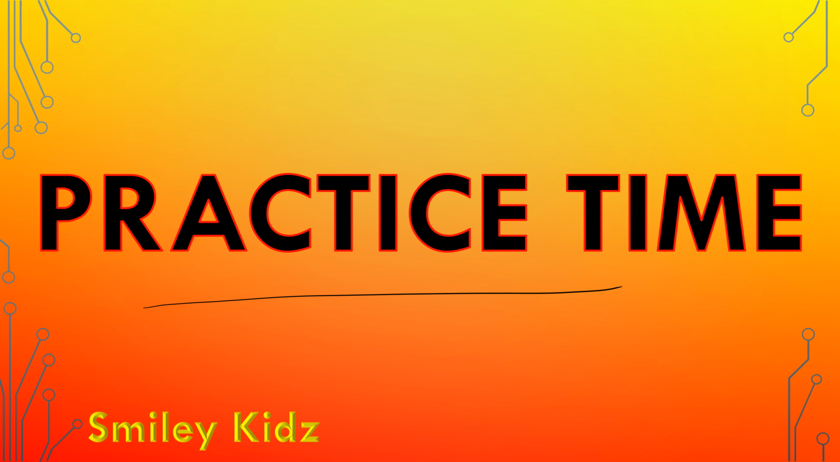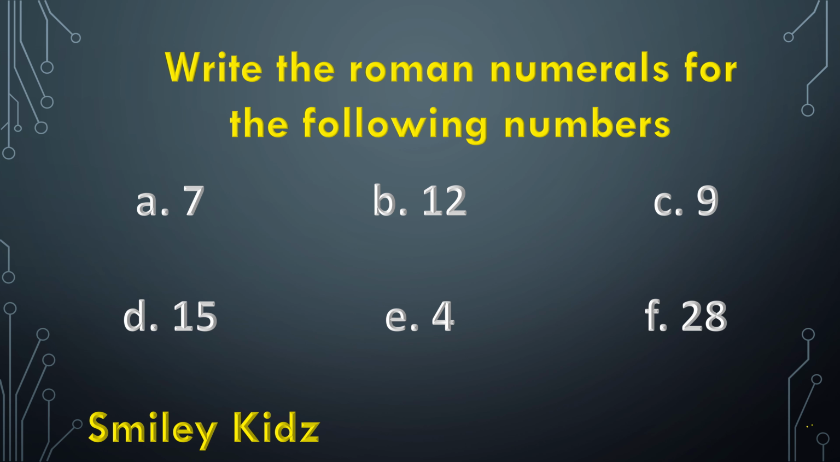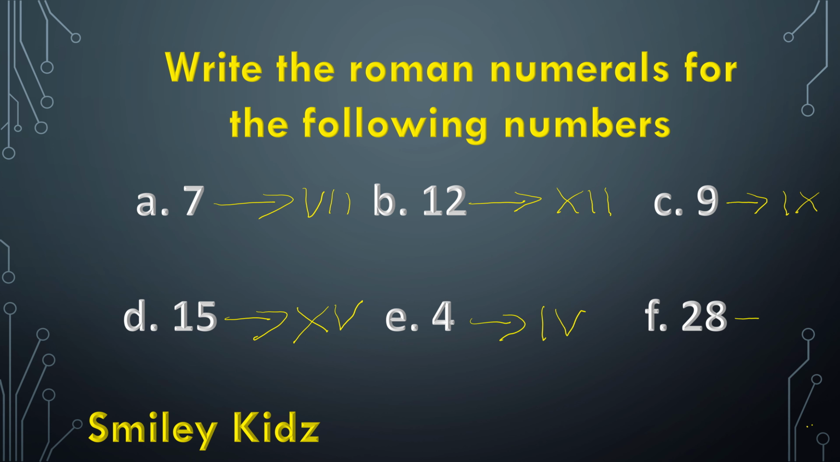It's practice time. Write the Roman numerals for the following numbers. We can write 7 as VII. We can write 12 as XII. We can write 9 as IX. We can write 15 as XV. We can write 4 as IV. We can write 28 as XXVIII.